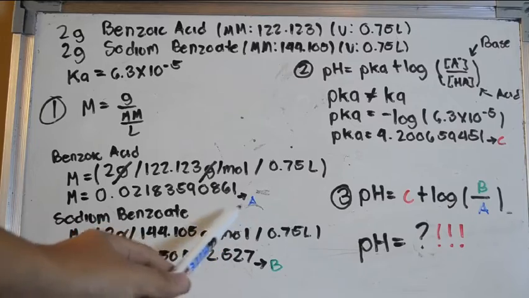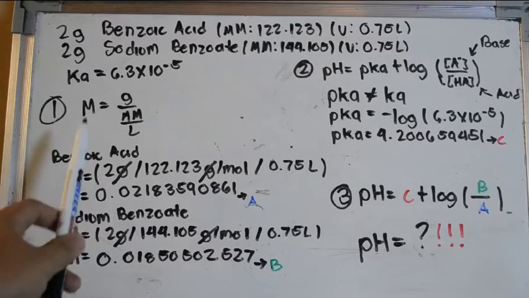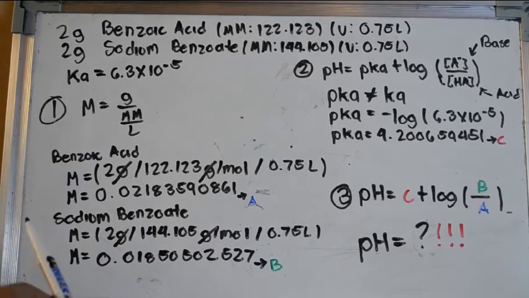But for the other people that are solving without a function like that, A simply means the molarity of benzoic acid. Writing this will be a hassle, so we're going to use letters to represent their values now that we've found their values. Now, the same goes with sodium benzoate.